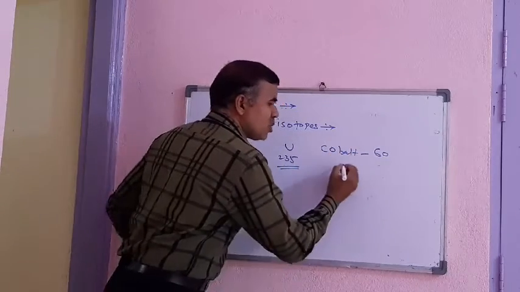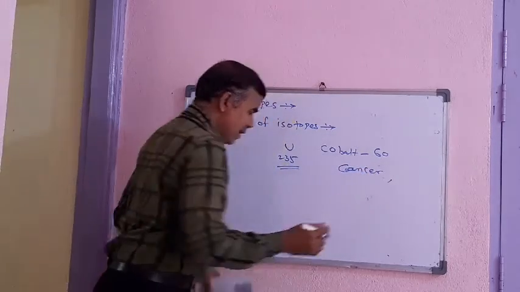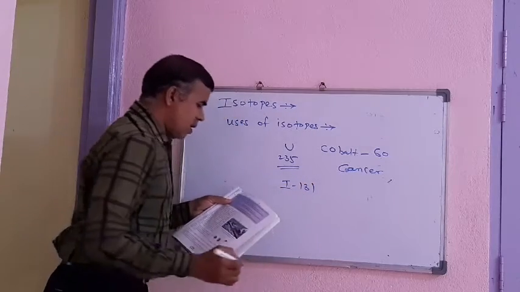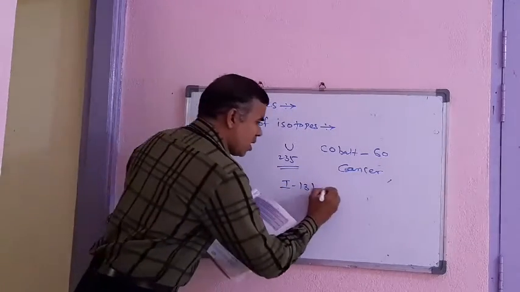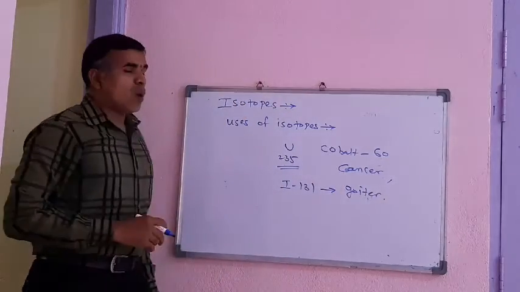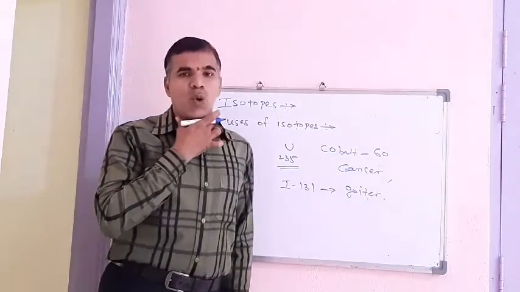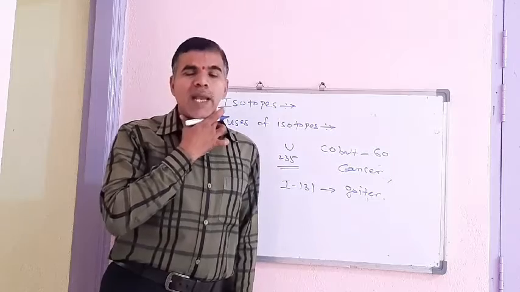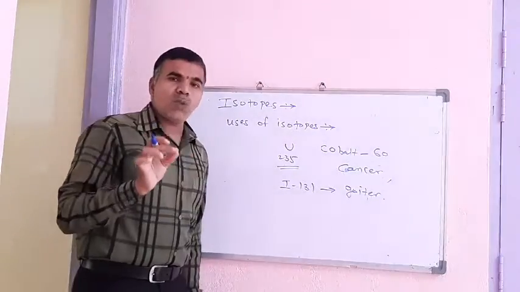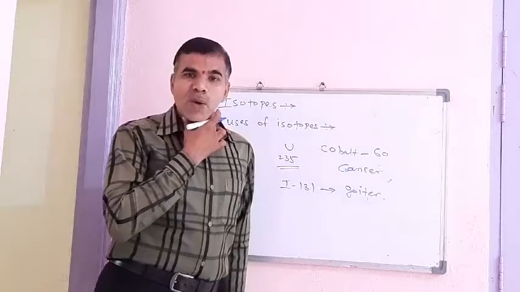Cobalt 60 is used for the treatment of cancer. Next, number three, iodine 131 is used in the treatment of goiter disease, or in the treatment of the thyroid gland which is present in our throat. To control the thyroid gland, we have to use iodine 131. We have to use iodized salt to prevent any disease of the thyroid gland.